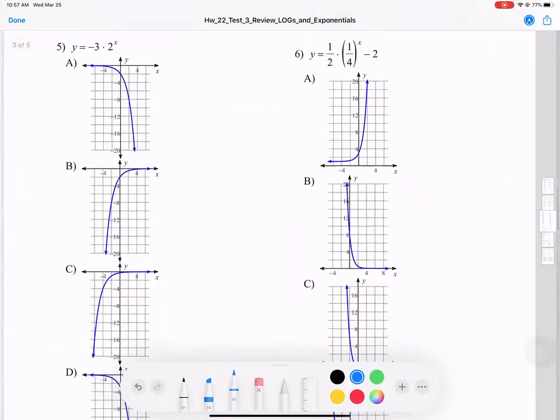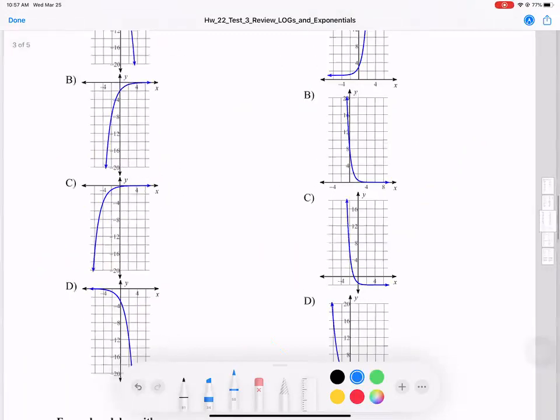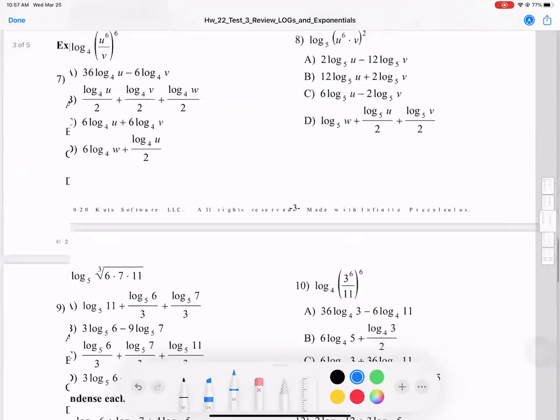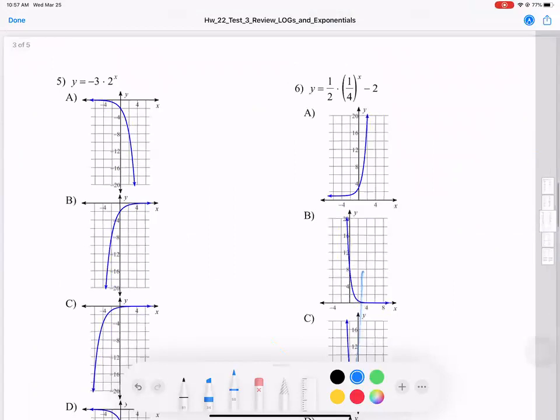Problems like this, same thing. 5 and 6 exponentials. Maybe I'll change number 6. I don't like the way that looks. I'm going to change it right now.